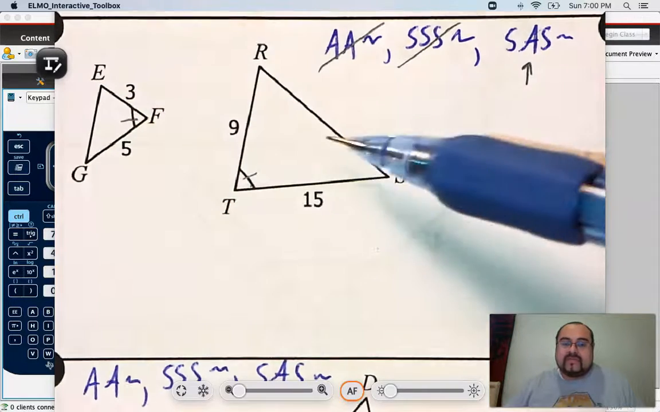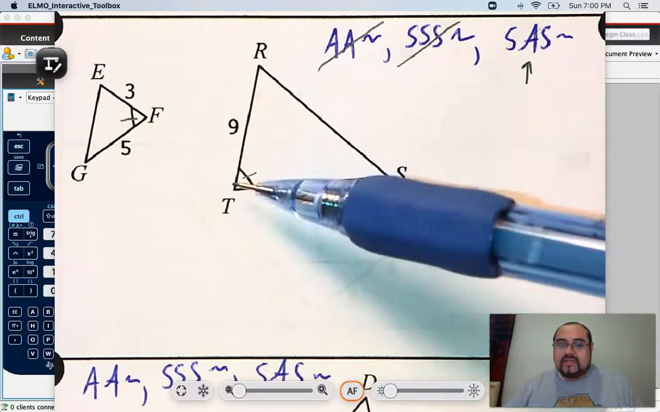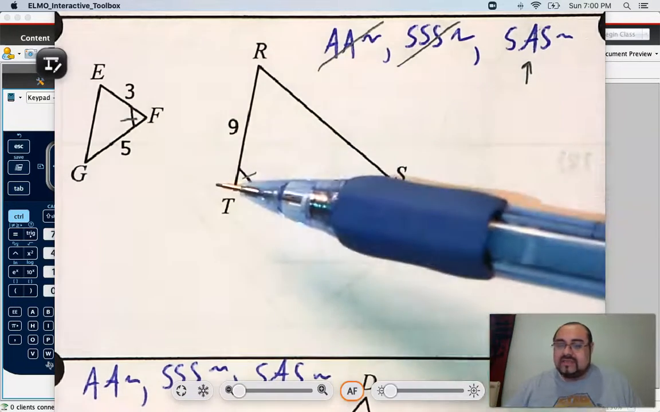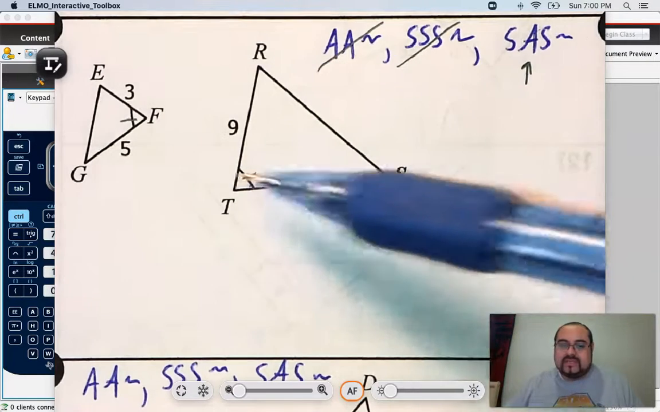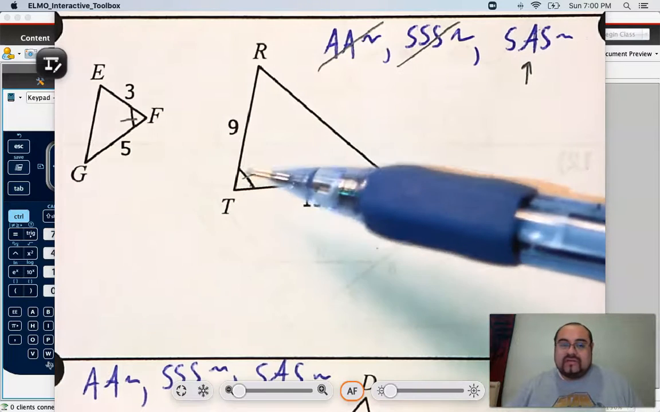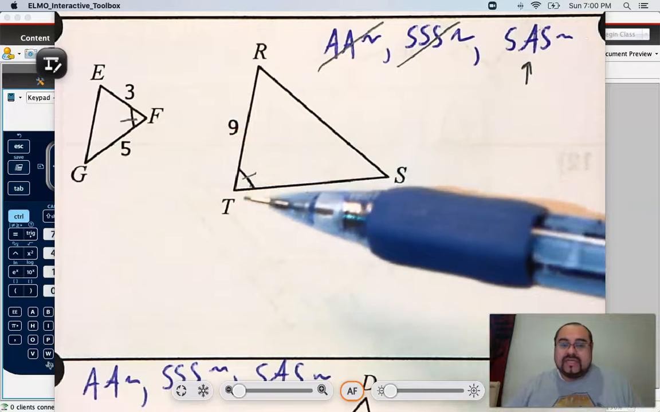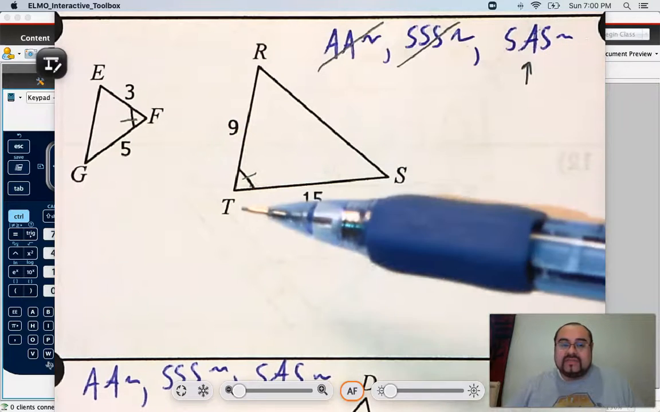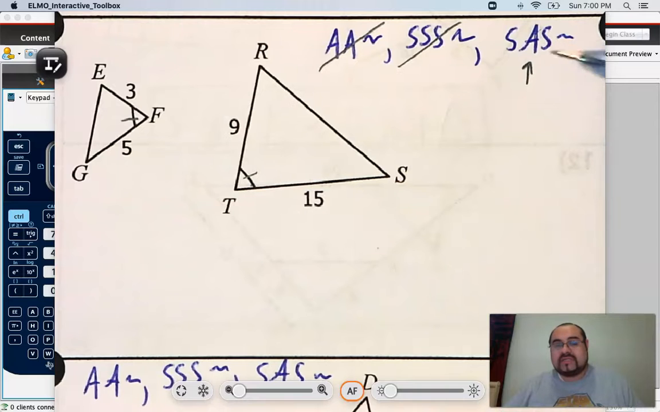Okay, same thing here. Angle T is included between side RT and side ST. Okay, these two sides kind of look like they're pointing to angle T. Therefore, angle T is included. Okay, if the angle that you're testing between the two triangles to prove similarity is not in between the two sides that you're testing, you can't use this postulate. Okay, the angle has to be included.